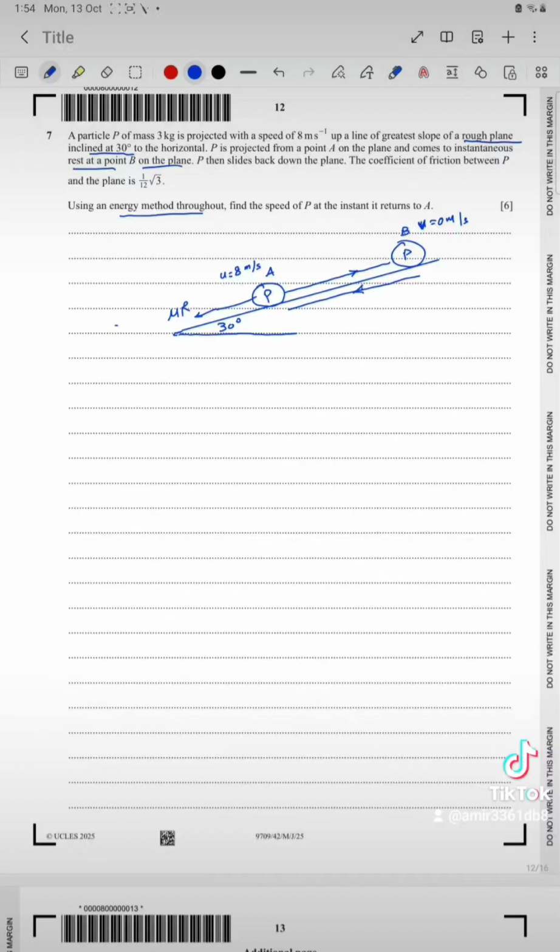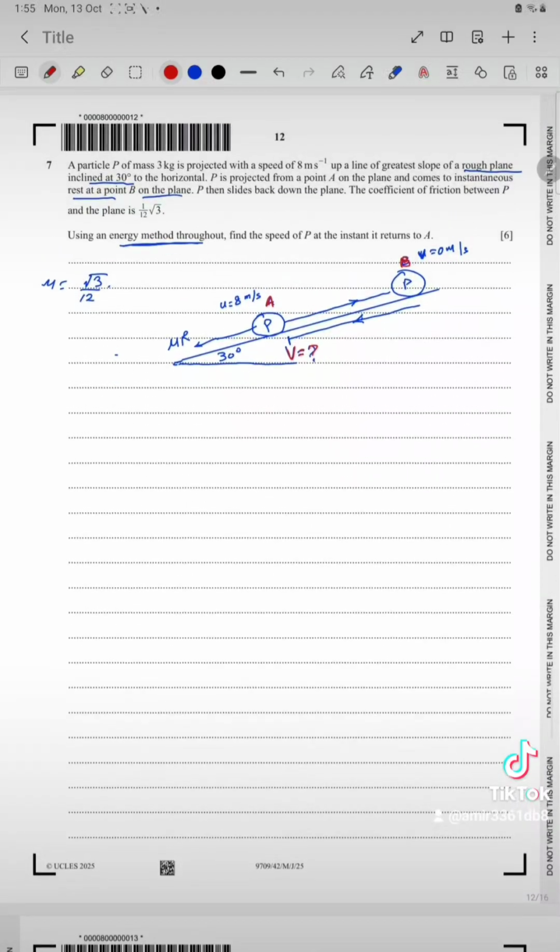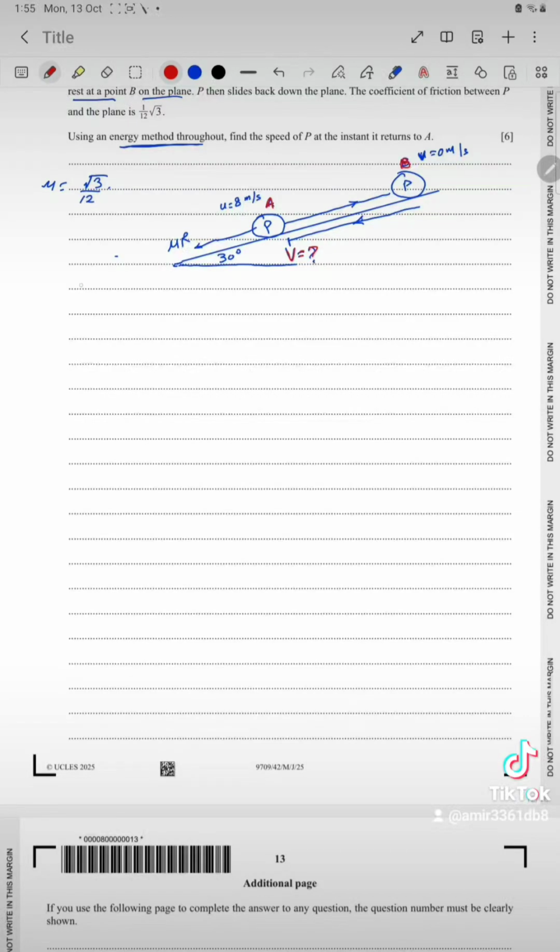The coefficient of friction is given to be mu is root 3 by 12. Use the energy method. Find the speed with which it instantaneously returns to A. This is the speed we have to calculate, at A, with which speed it returns to A. Okay, energy method. So first we start for the motion from B to A.